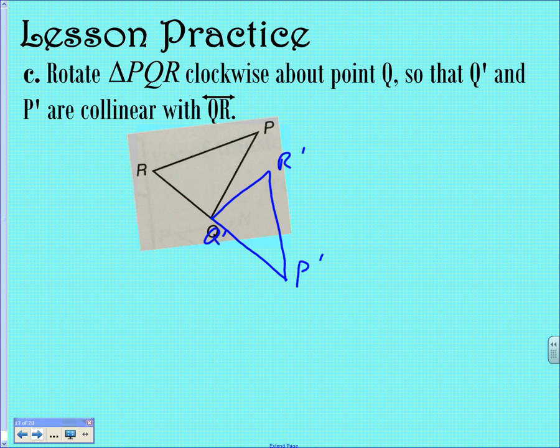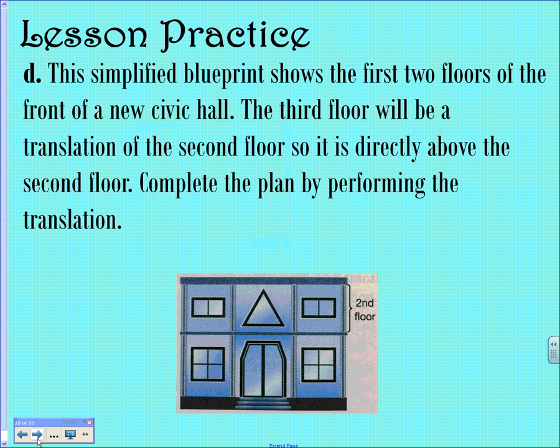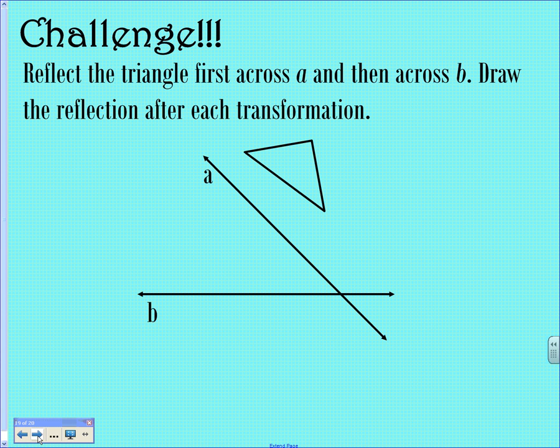Probably both. Trace it once and then do the new. Okay, any questions on this one? All right. So do we need to practice completing a translation? What is a translation? A slide. Okay. So the challenge question is to reflect that triangle across A and then across B. So who gets to go? Well, Sarah's the only one having gone. Reflect the triangle across A.